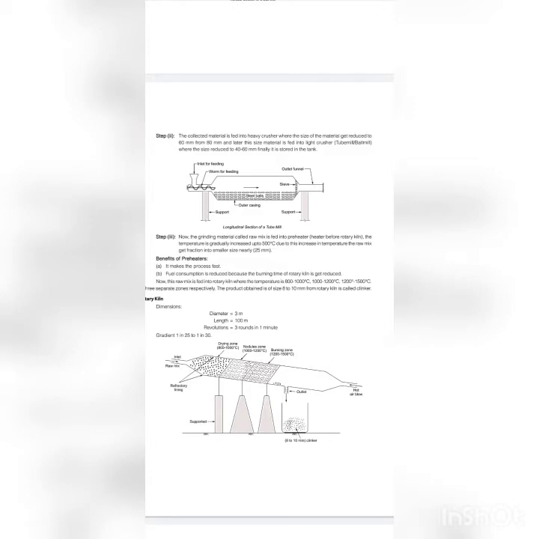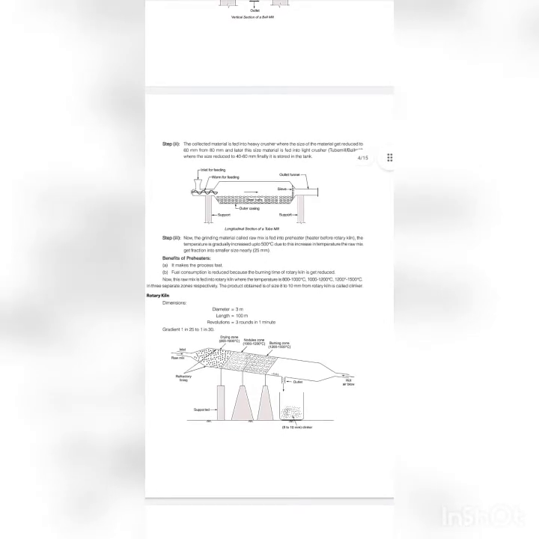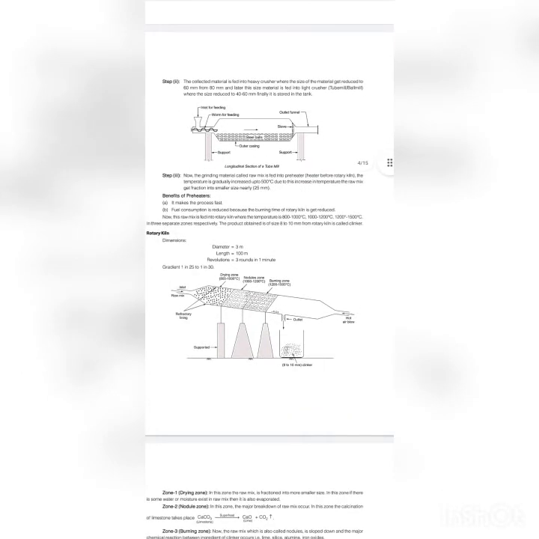Now the raw mix is fed into the rotary kiln when the temperature is 800 to 1000 degrees Celsius. Then gradually it increases from 1000 to 1200 and 1200 to 1500 degrees Celsius. They are separate zones respectively. The product obtained of size 8 to 10 mm from the rotary kiln is called clinker. Here we can see the picture of the rotary kiln. The rotary kiln dimensions are: diameter 3 meters, length 100 meters, and it revolves at 3 rounds in 1 minute.